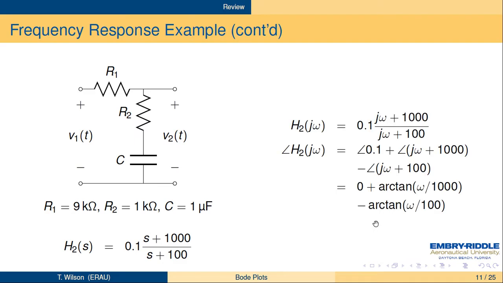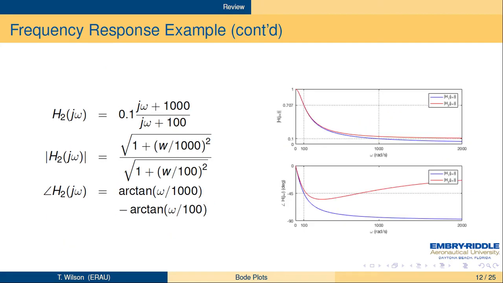The angle curve, well, it's going to be the angle of 0.1 plus the angle of j omega plus 1,000 minus the angle of j omega plus 100. And so the angle of 0.1 is 0. The angle of j omega plus 1,000 is the inverse tangent of omega over 1,000, and the angle of j omega plus 100 is again the inverse tangent of omega over 100. So we get arctan of omega over 1,000 minus the arctan of omega over 100. And now let's see what these look like.